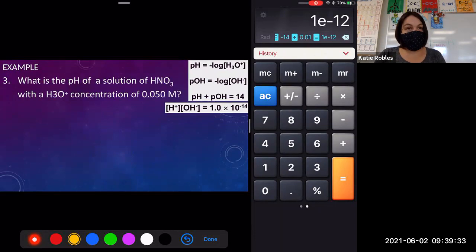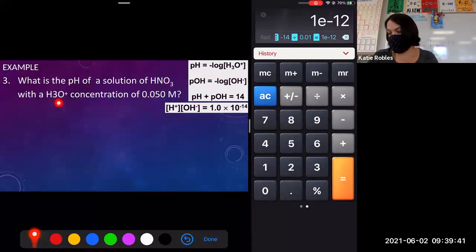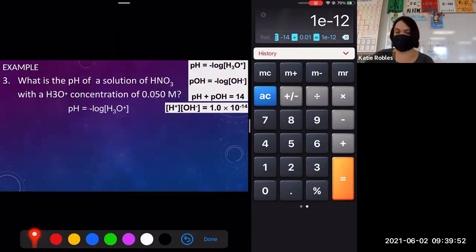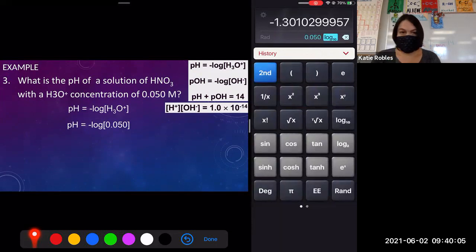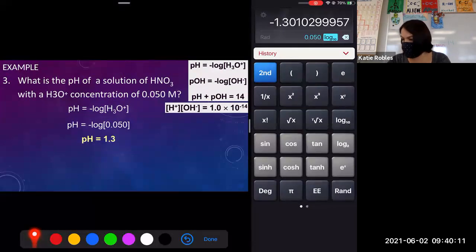All right, what is the pH of a solution of HNO3, this is nitric acid, with an H3O plus concentration of 0.05 molar? Sorry, should be a subscript there. All right, we know that pH equals the negative log of H3O plus. pH equals the negative log of 0.050. So 0.050 log. All right, I'm going to ignore the negative sign. My pH is 1.3. You need to use sig figs.